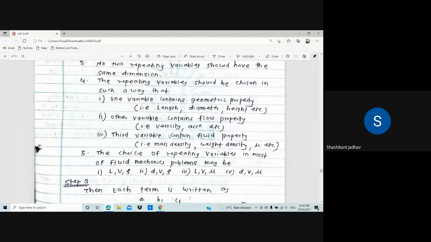Okay. One variable contains geometric property. In bracket write down what the geometric properties are. That is length, diameter, height, etc. These are the geometric properties.